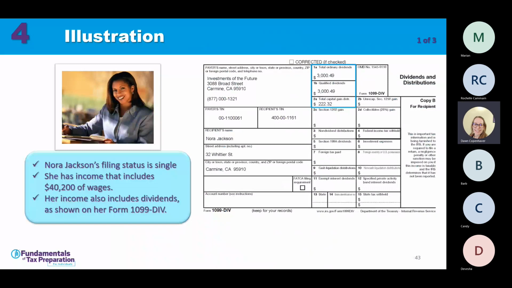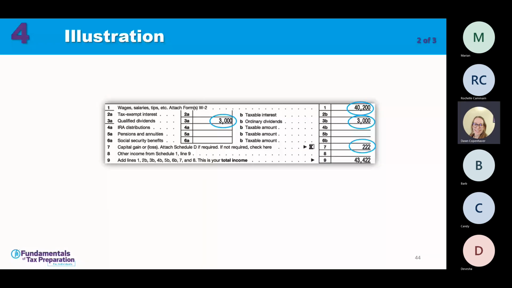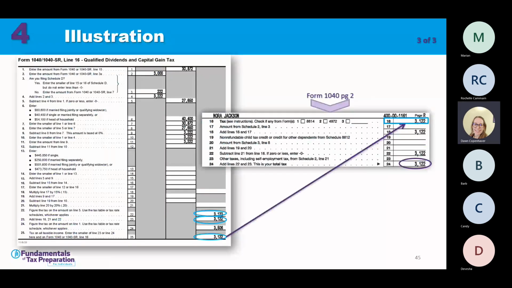Here's just an example. Nora Jackson's filing status is single. She has income that includes $40,200 of wages. She also has dividends as shown on her 1099 DIV. She's got $3,000 of ordinary and qualified dividends and $222 in capital gains distributions. See how that carries on to her 1040. And this is what it looks like on her worksheet for calculating out the taxes. So her total tax on all of her taxable income is $3,122.